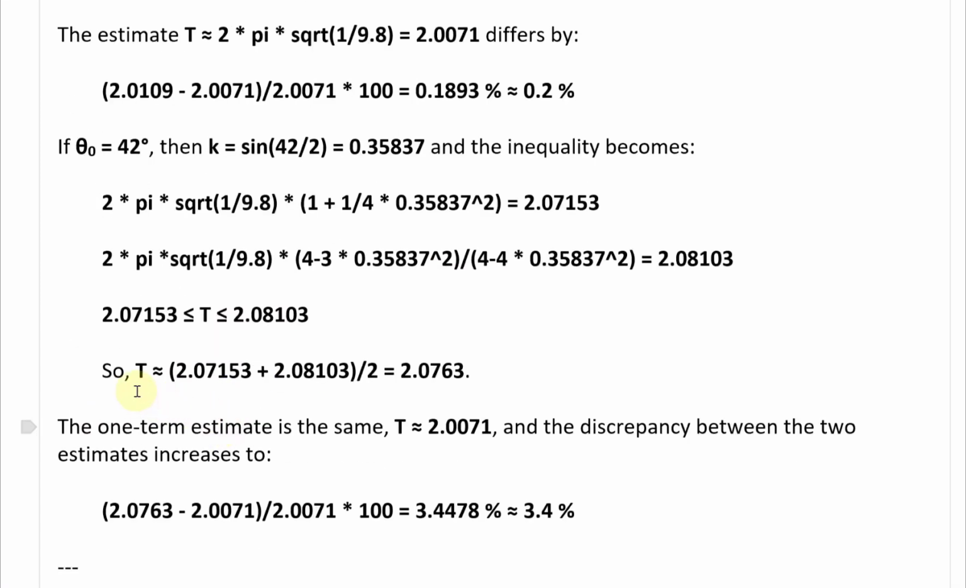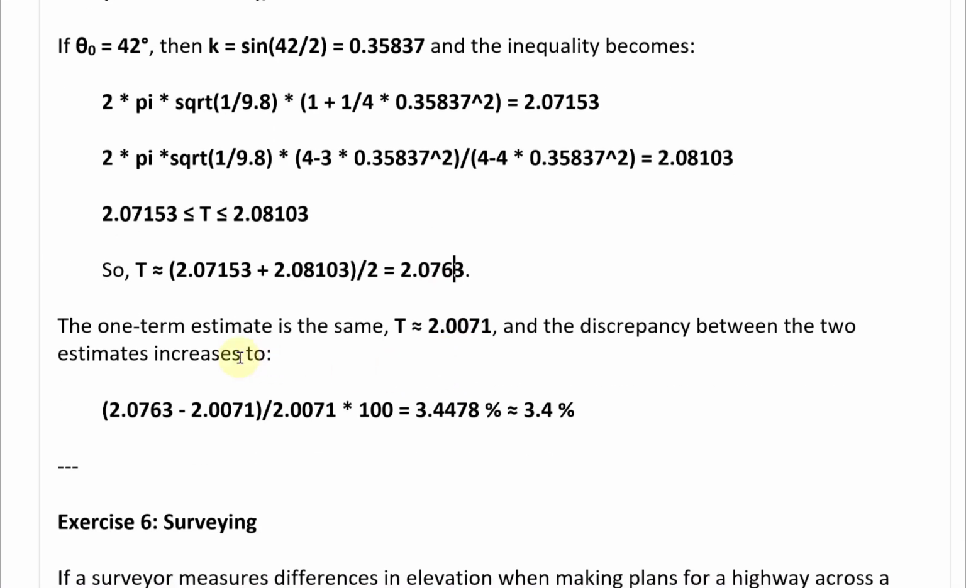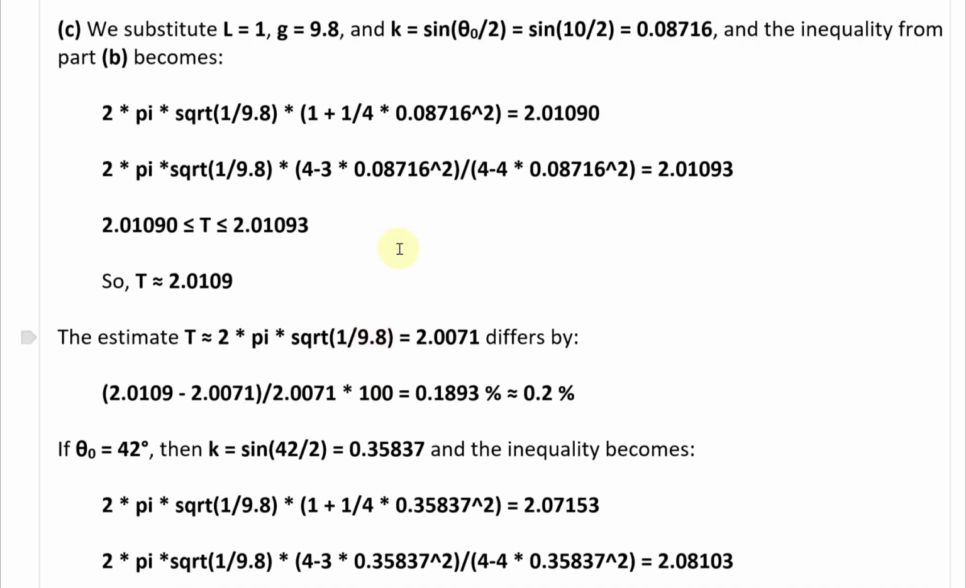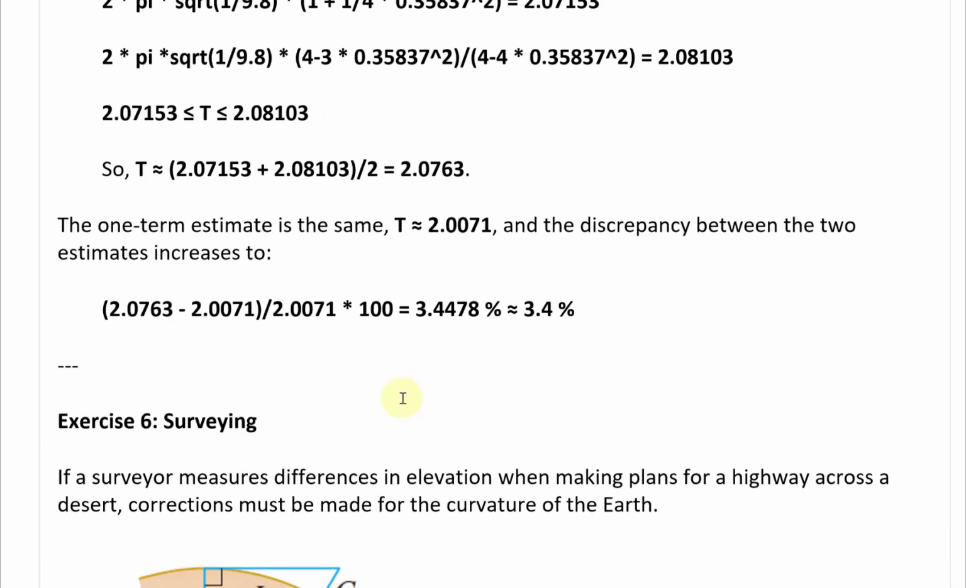And now if you take the average of these, add these up together: 2.07153 plus 2.08103 divided by 2. We just take the average and get 2.0763. And the one-term estimate is the same. Remember, this is the one-term estimate; scroll up here, that's the one-term estimate. So we're going to compare it with that, and the discrepancy between the two estimates increases too.